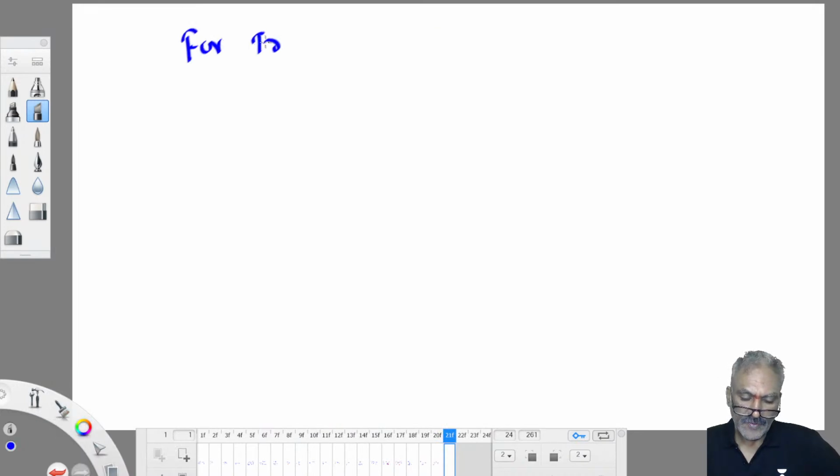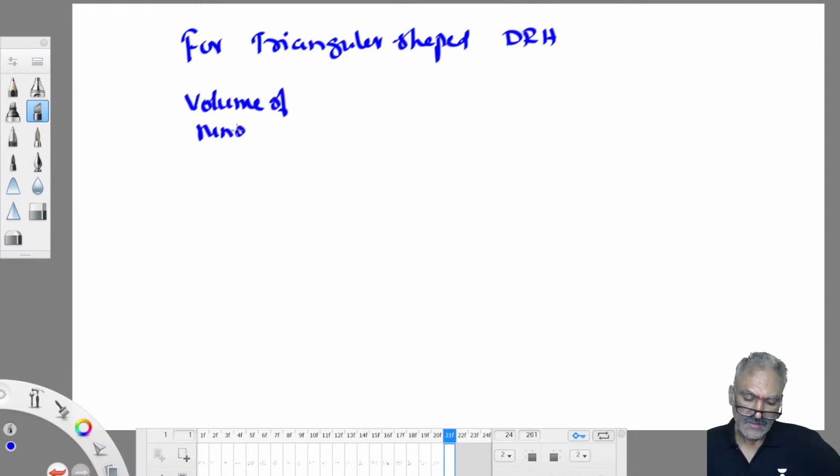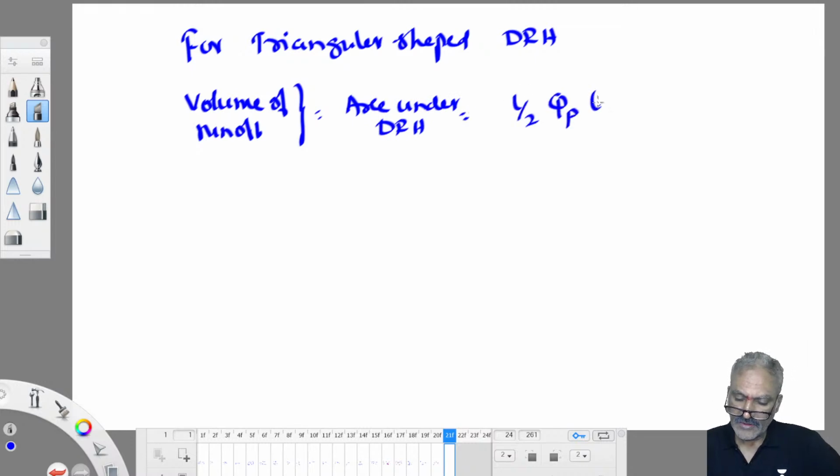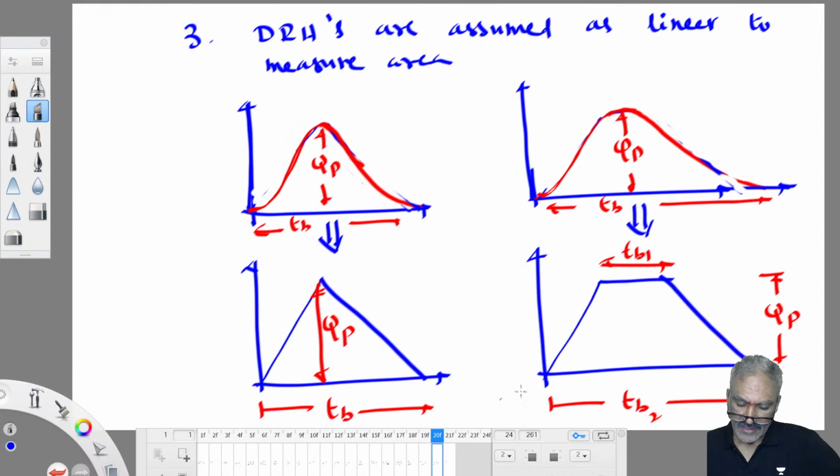For triangular shaped direct runoff hydrographs, volume of runoff is equal to area under the direct runoff hydrograph, which is equal to half into QP into TB. Half base into height, the triangular area under the curve, right, is idealized. Actually it is this one only. So this is treated like this.